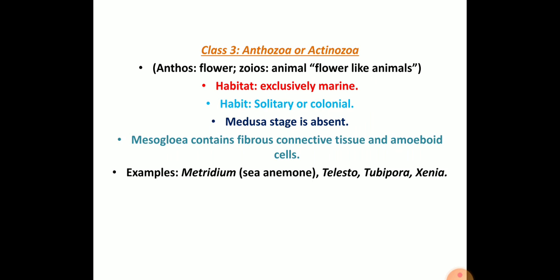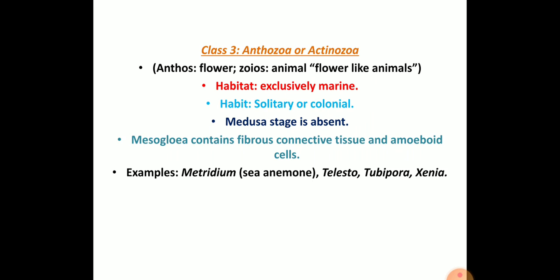Class 3 is Anthozoa. Antho means flower, and zoon means animals, so they are flower-like animals. The habitat is exclusively marine, and the habit is solitary or colonial. The medusa stage is absent, and the mesoglea contains fibrous connective tissue or amoeboid tissue, which helps in movement and different types of activities. Examples are Metridium, the sea anemone, and Gorgonia. One more thing, the fertilization is external. These are some of the characteristics of the class Anthozoa.